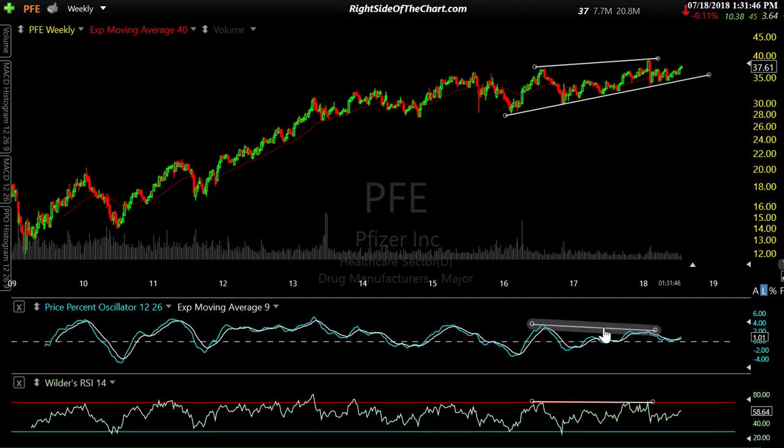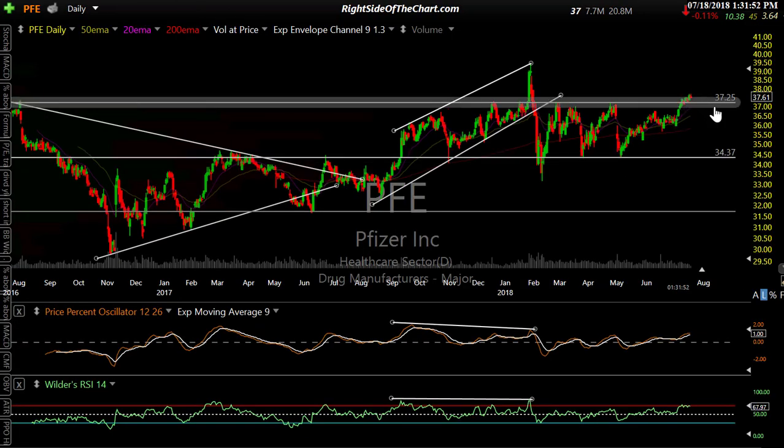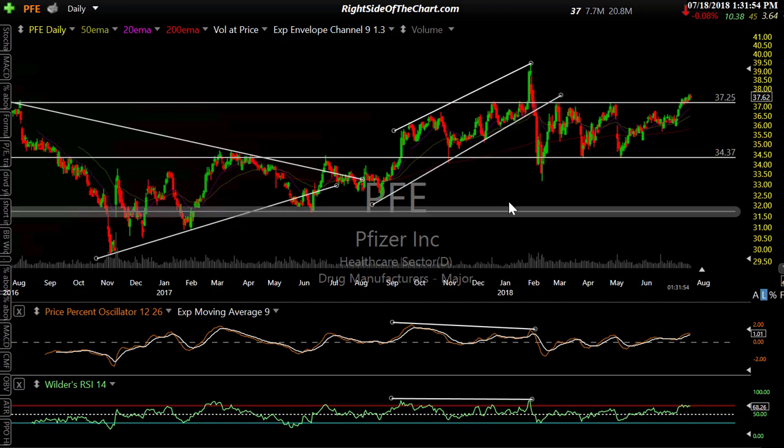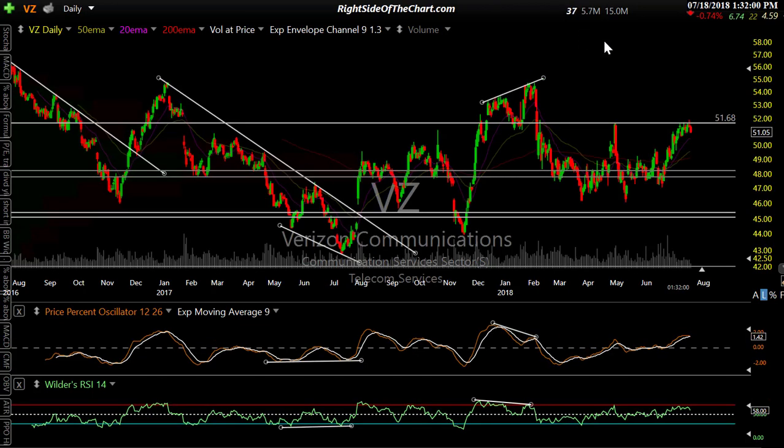There's a weekly chart, big negative divergences, but trend indicators are still bullish. So this one can continue to work its way up for a while, but watch for a failure back below 37.25, especially an impulsive move back down below. That would probably bring the stock lower in the coming weeks.